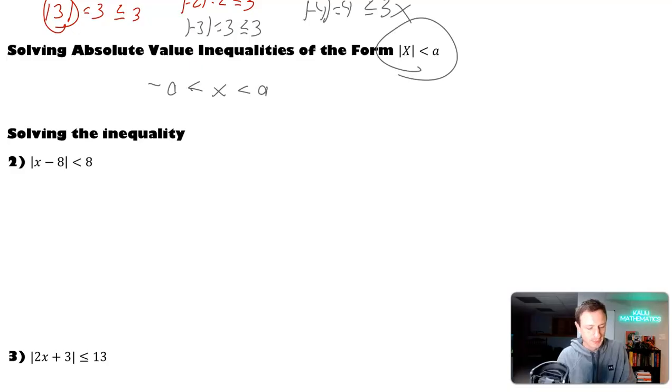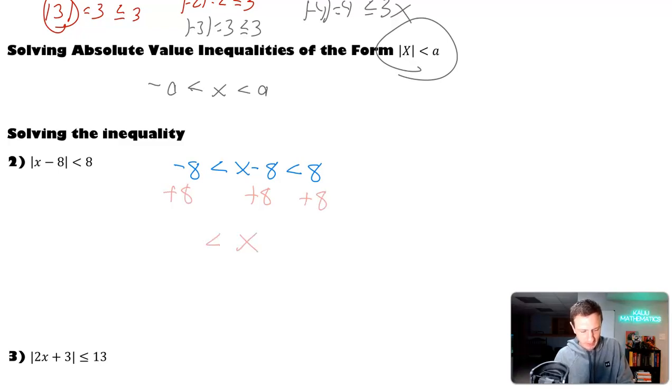So for number 2, we have the absolute value of x minus 8 is less than 8. First of all, the absolute value is by itself. That's one thing you want to keep in mind: the absolute value has to be by itself. Now we form a compound inequality, where I put x minus 8 between negative 8 and 8. And then I just solve. With this one, it's pretty straightforward solving, so I'm just going to add 8 to everything.